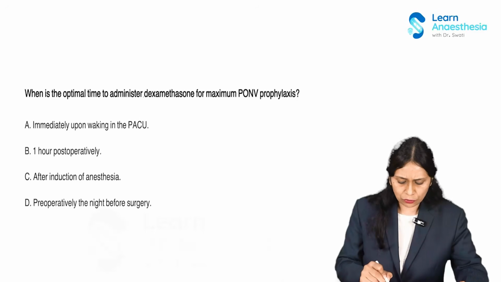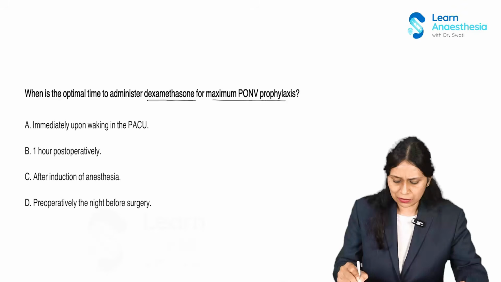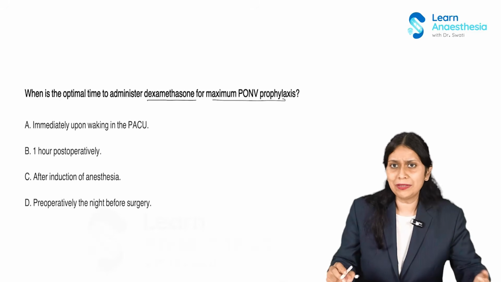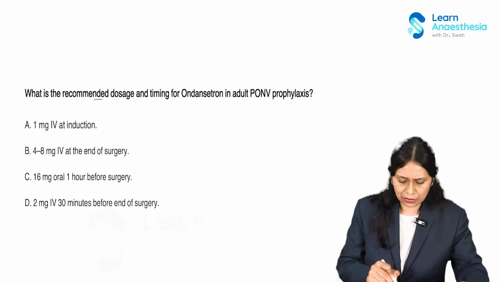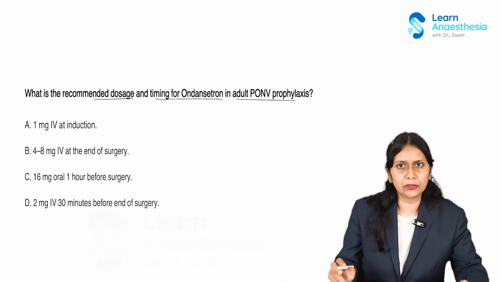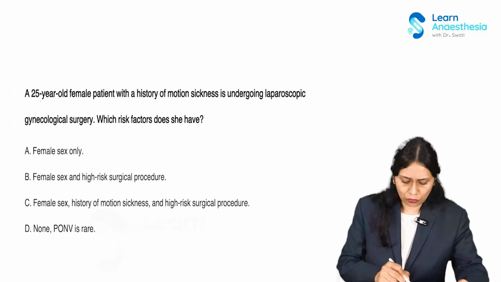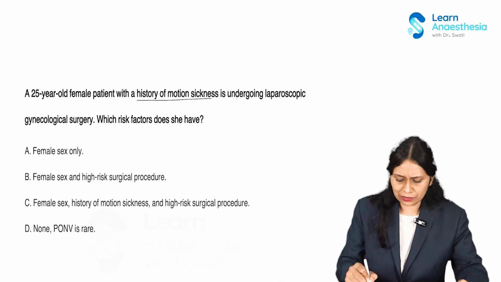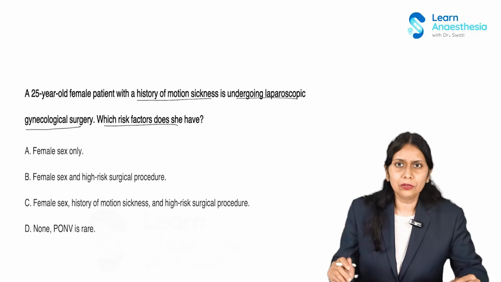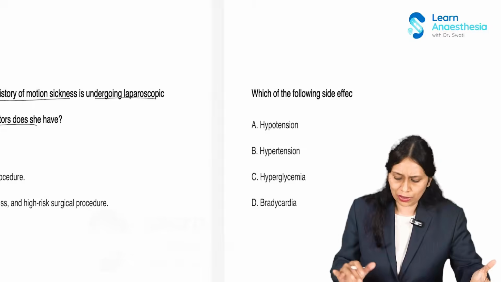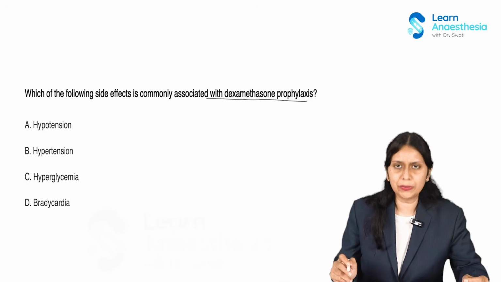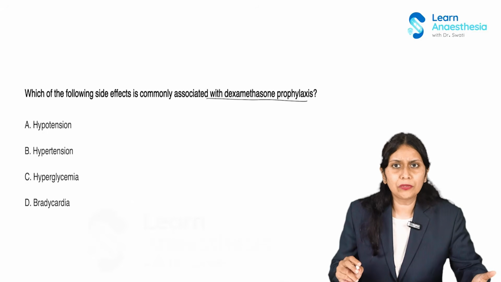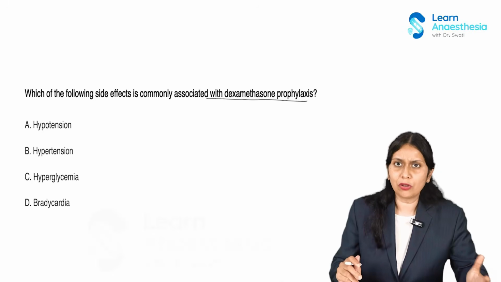When is the optimal time to administer dexamethasone for maximum post-op nausea vomiting prevention? So what is the best time for giving dexamethasone as an antiemetic agent? Then what are the recommended doses and timing for ondansetron in adults for PONV prophylaxis? Then a 25-year-old female with a history of motion sickness is undergoing laparoscopic gynecological surgery. Which are the risk factors for PONV she has? These questions again I will discuss with you once I have done with the topic. One more. Which of the following side effects is commonly associated with dexamethasone prophylaxis? When we use antiemetic prophylaxis, we need to be aware of their side effects also. So we'll talk about it.